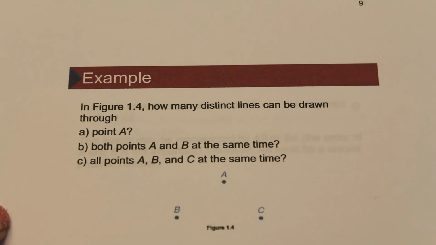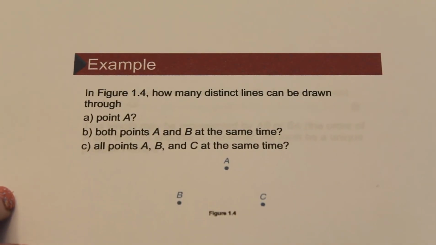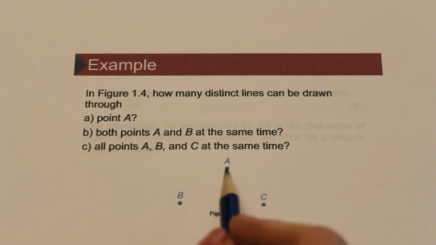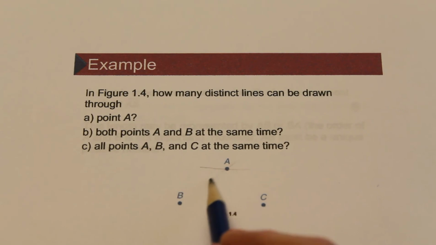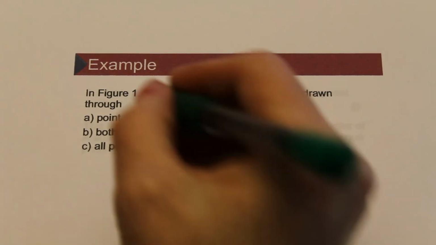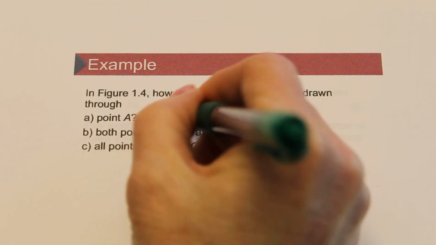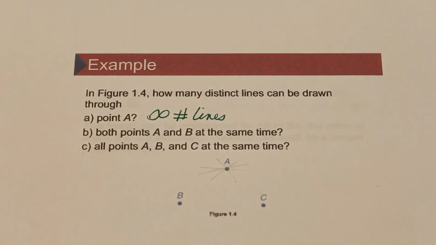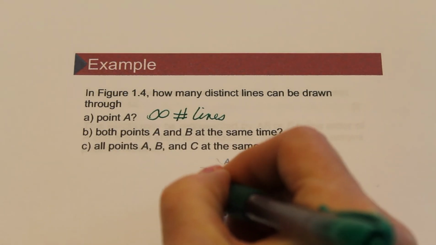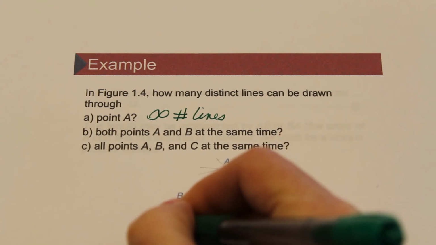So let's do a little practice here. Here's point A. How many lines can be drawn through point A? Well, here's 1, here's 2, here's 3, here's 4. So can you see that through a single point, there are an infinite number of lines? There are an infinite number of lines that can be drawn through a single point. But if I'm looking at the points A and B, there is only one line that can be drawn through A and B.